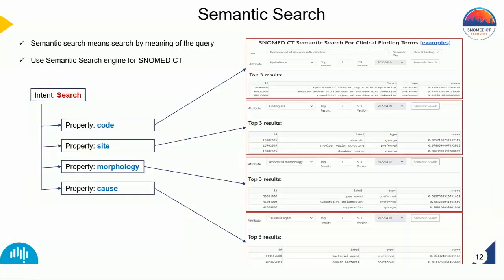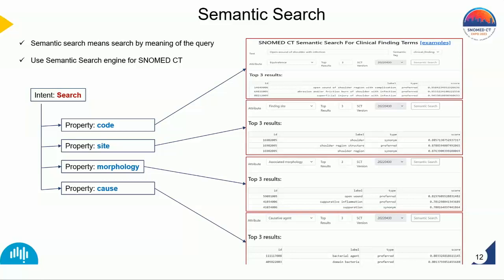The strength of our semantic search lies in its ability to understand the meaning of concepts and their associated critical attributes. Hence, even if the query text is not indexed in the OntoServer database, the semantic search engine can identify the most relevant result for that text, including its clinical attributes.